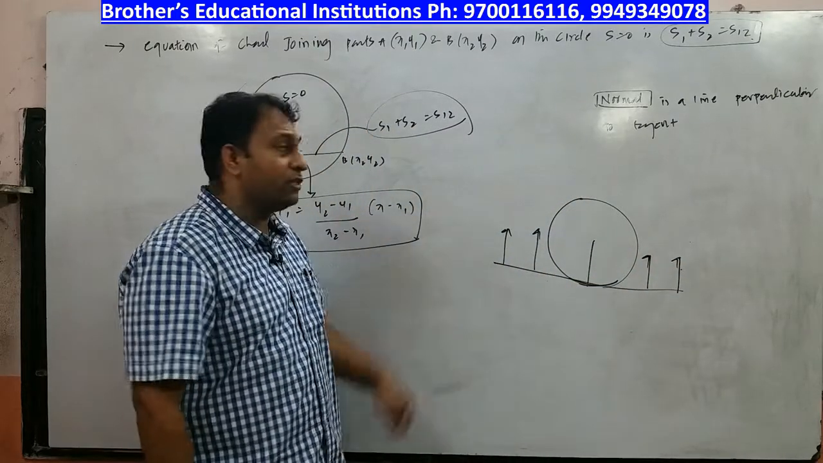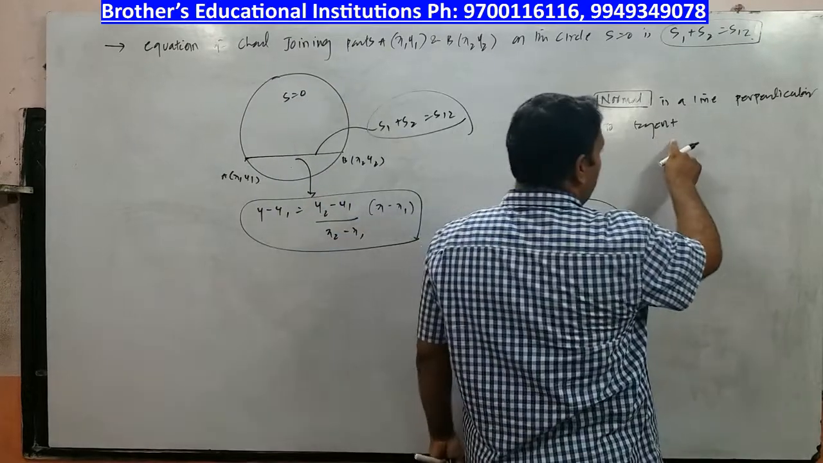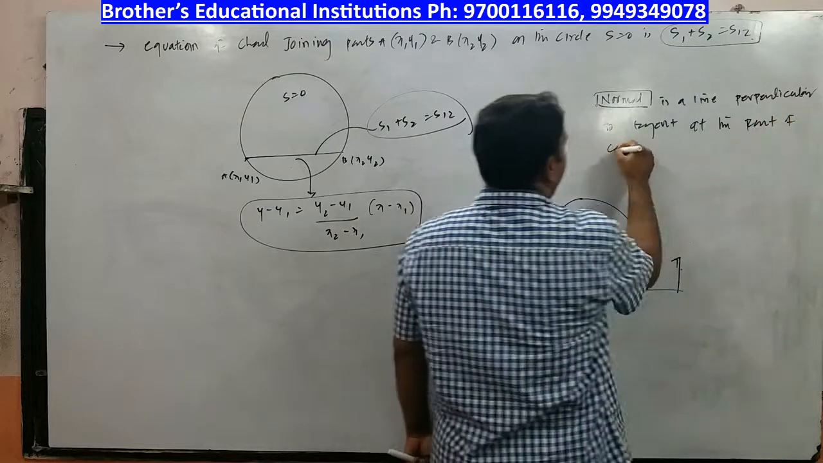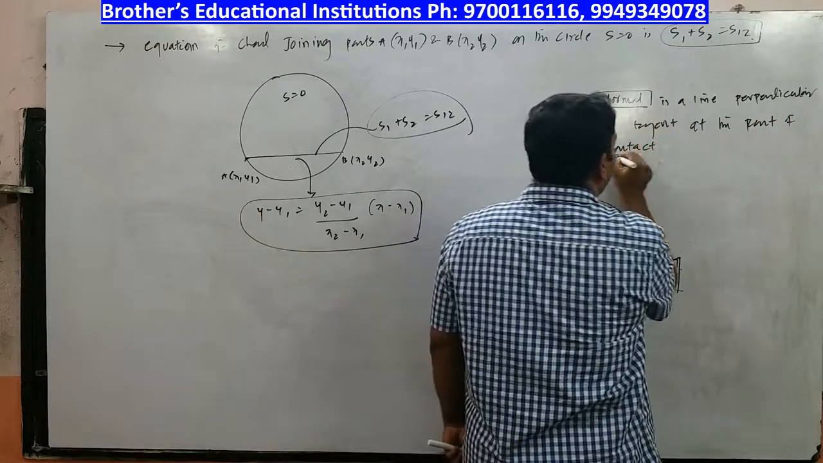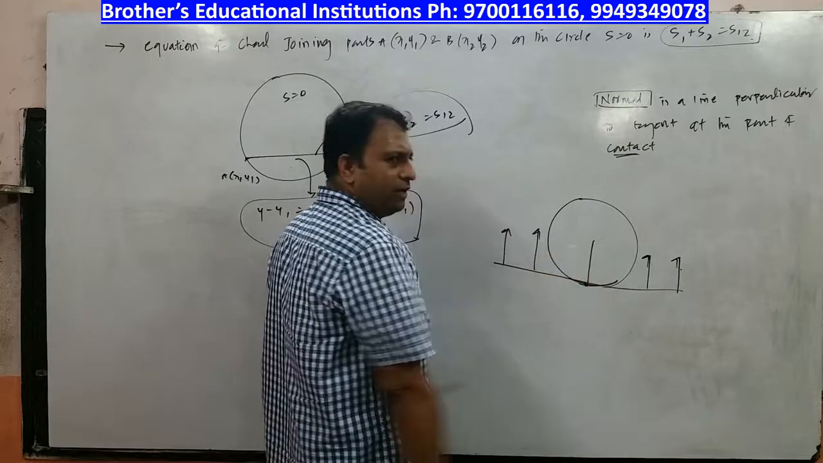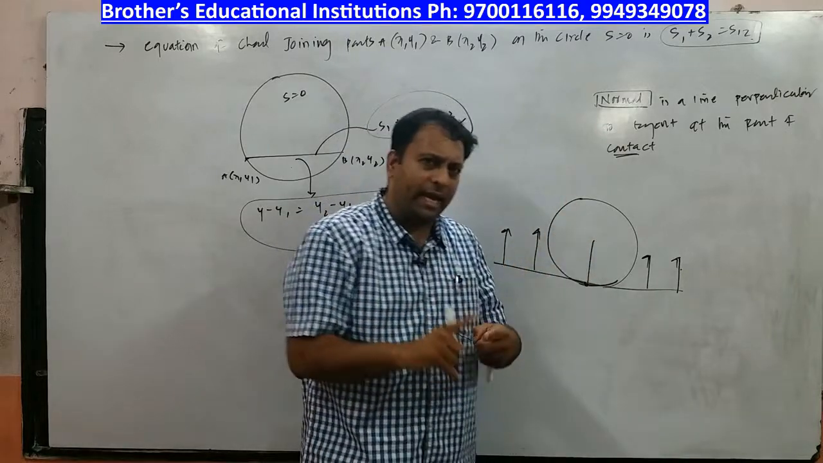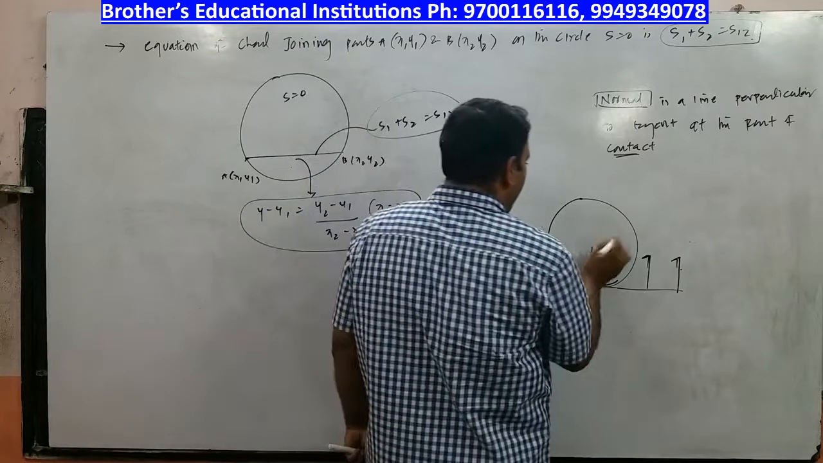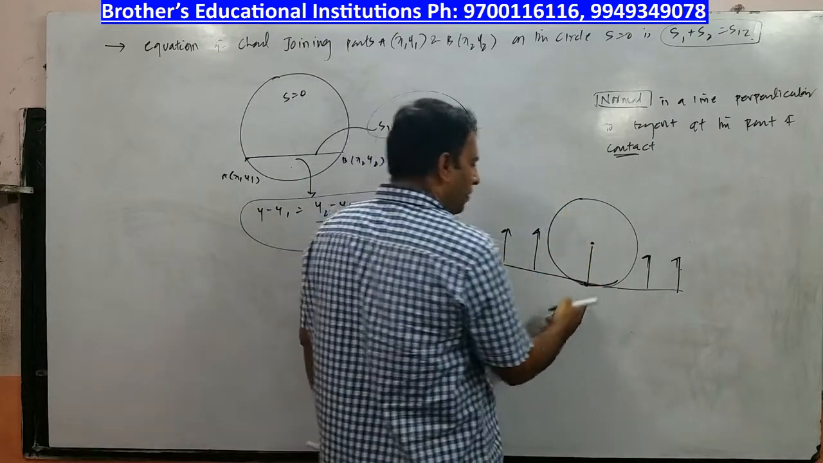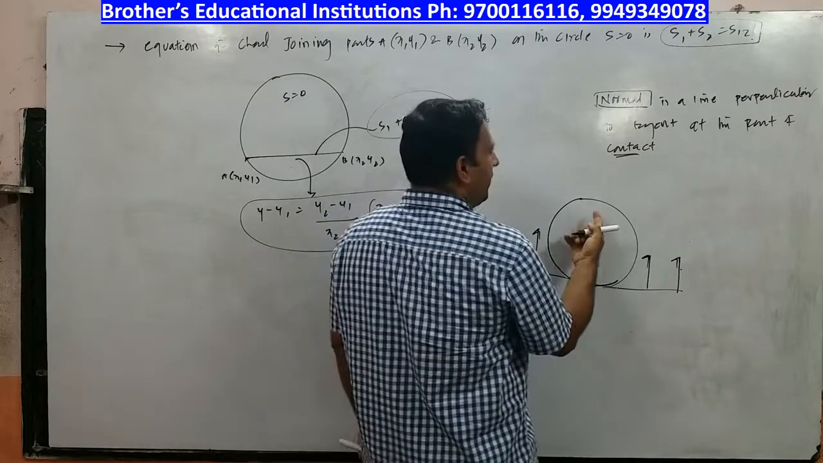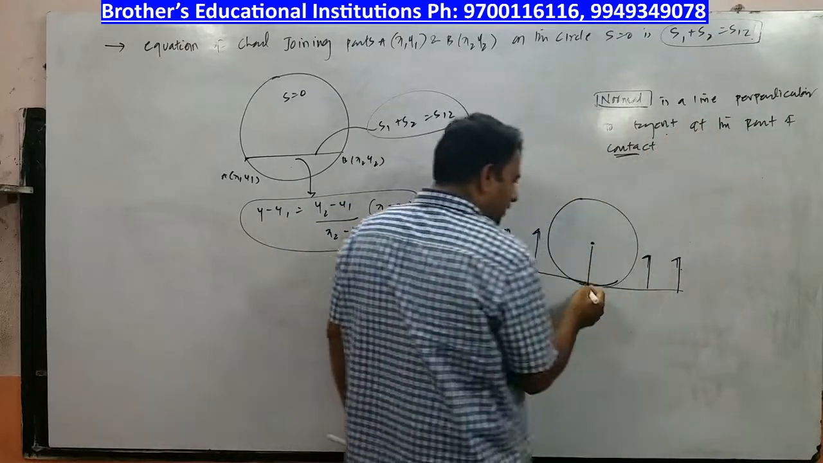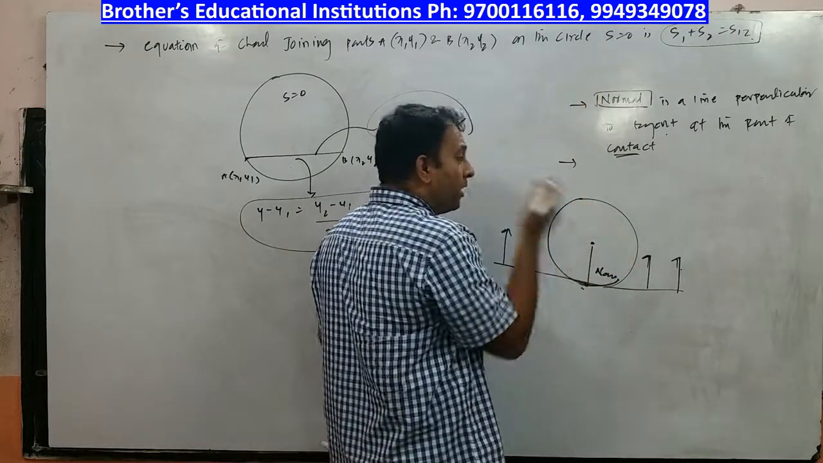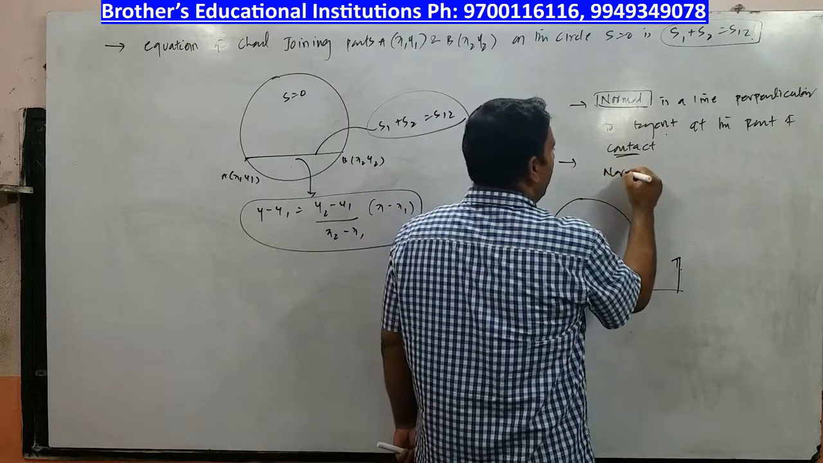So you have to continue the definition further. Normal is a line perpendicular to tangent at the point of contact. So that is very important. What is the point of contact? The point where the tangent touches the circle. That is called the point of contact. At this point of contact, if I want to draw the normal, it should be perpendicular. So a line perpendicular to the tangent at the point of contact is called the normal. This is the definition. And there are some important characteristics also.